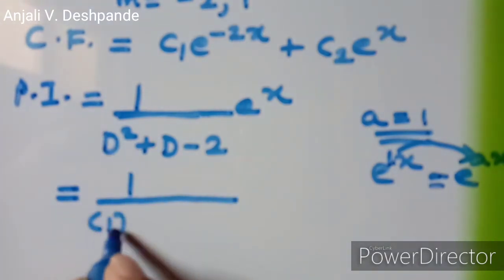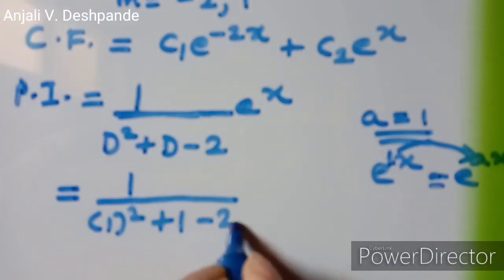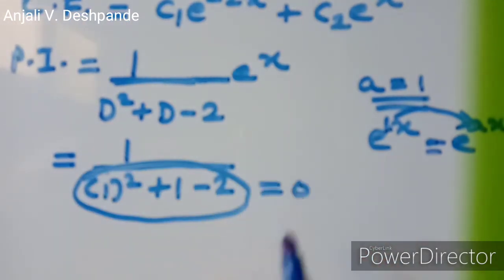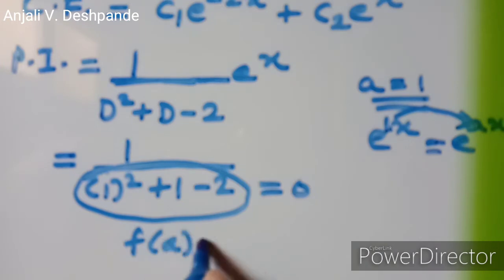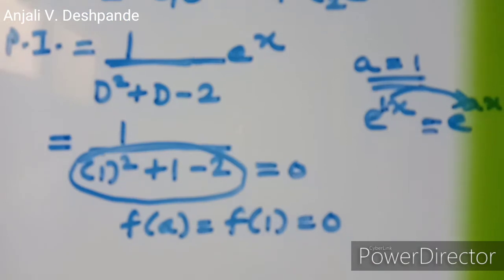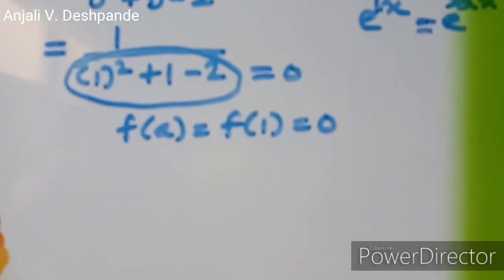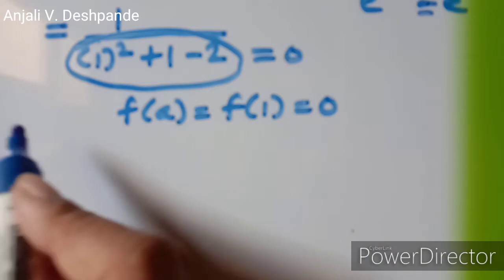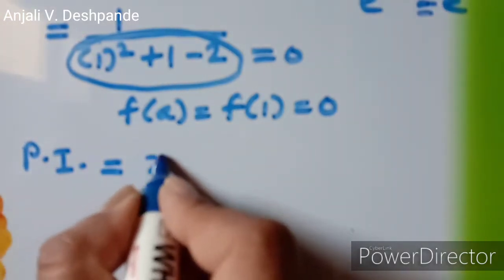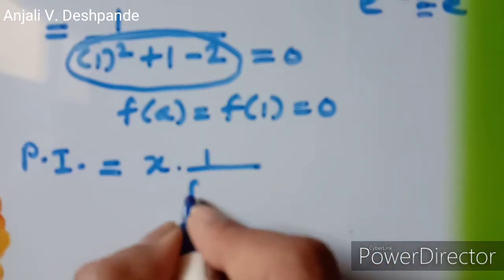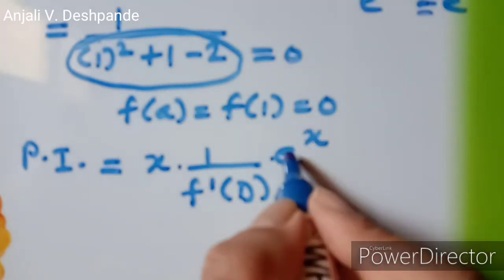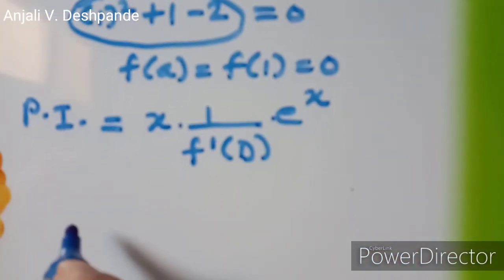So this will be 1 square plus 1 minus 2, and then we find out what happens. This term is equal to 0. That means we are getting f of a, that is f of 1, in this case equal to 0. So now we are going to apply the rule for when f of a is equal to 0. Therefore PI will be equal to x into 1 upon f dash of D into, in our case, e raised to x. This is as per the rule.